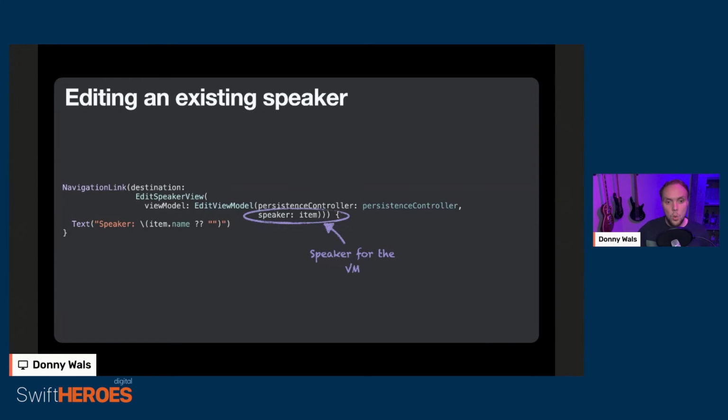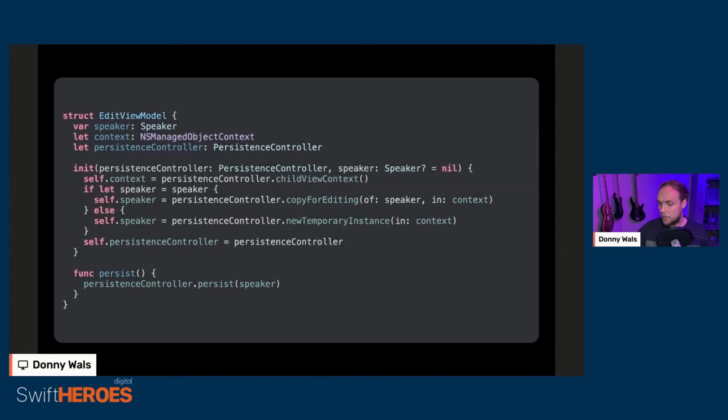So when this is called, we go back to the edit view model, and you can see that if let speaker equals speaker, I obtain a copy for editing of speaker in context. I'm going to show you the code for this in a moment. I just want to go drill down level by level. What's interesting to keep in mind here is that I obtain a copy of this existing speaker, and I associate that with this child context. So you can already tell that I'm loading a copy based on that.